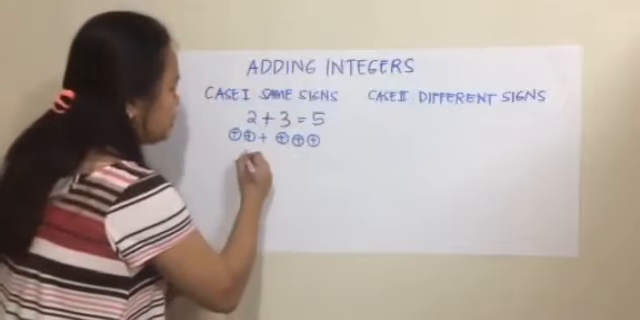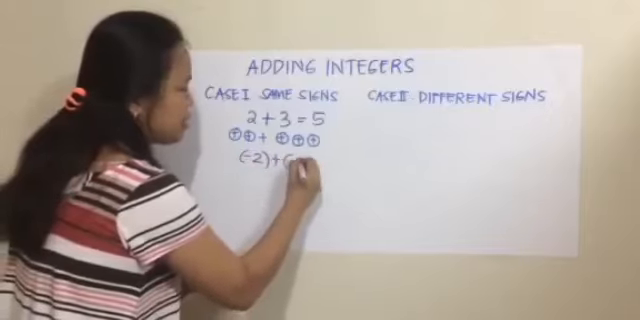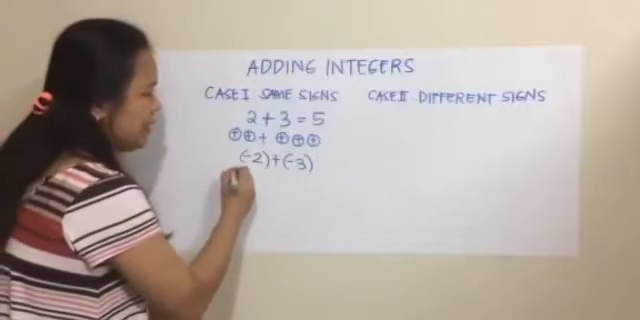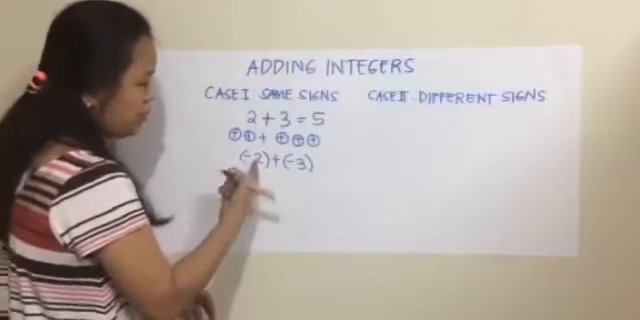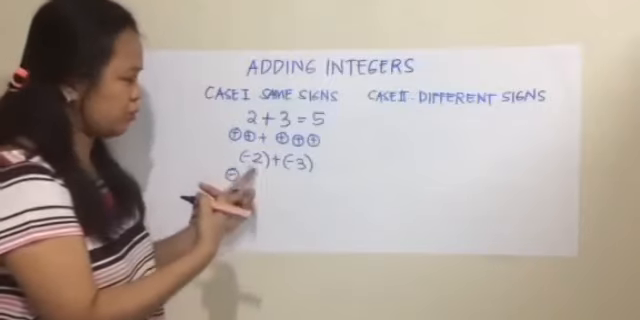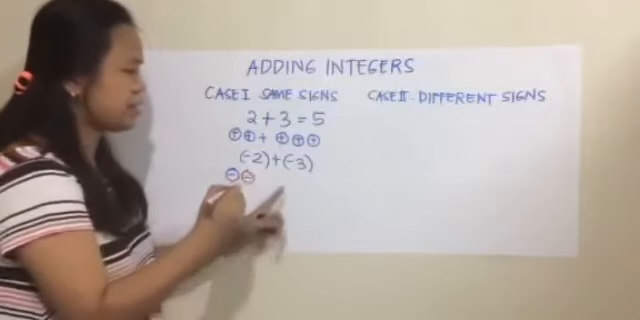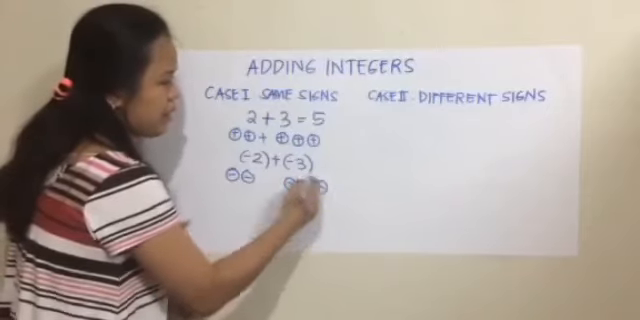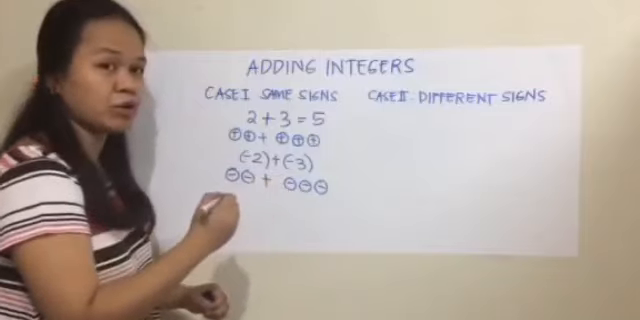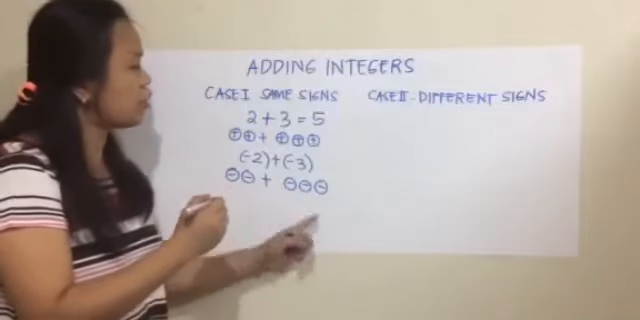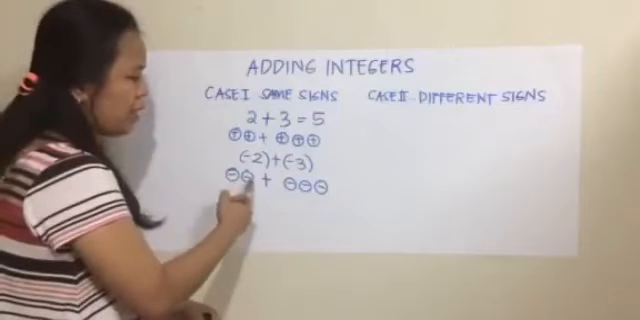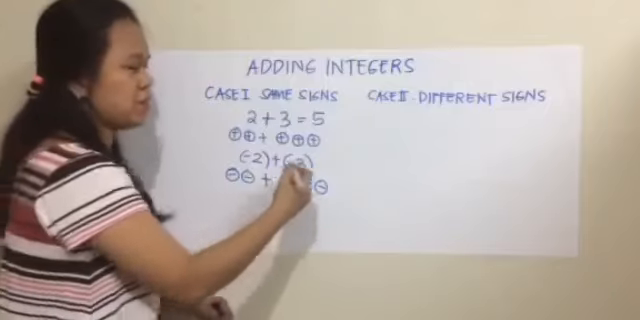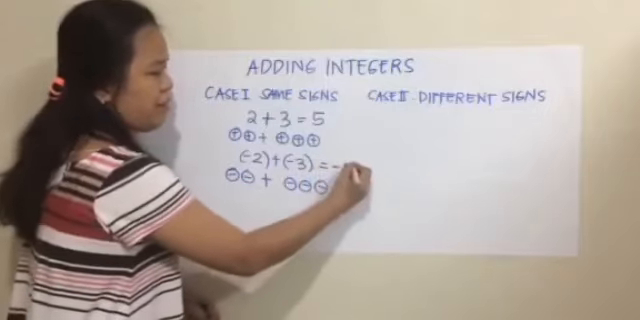Okay, what if you have negative 2 plus negative 3? Since this is negative, so I am going to draw negative chips. So how many negative chips am I going to draw? 2 for negative 2. Okay, this is negative 3, so I am going to draw 3 negative chips. And this is addition, so I am going to combine all the chips. So count all the negative chips we have. So 1, 2, 3, 4, 5. So we have 5 negative chips, so meaning our answer is negative 5.